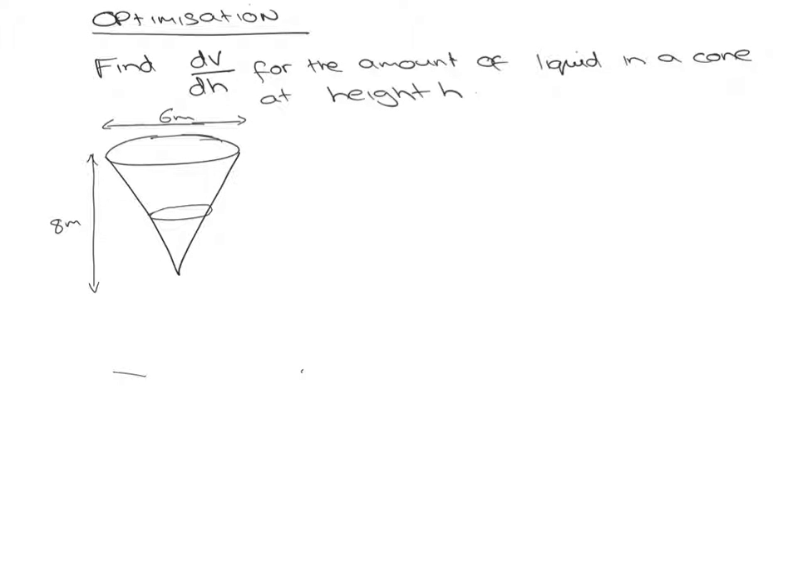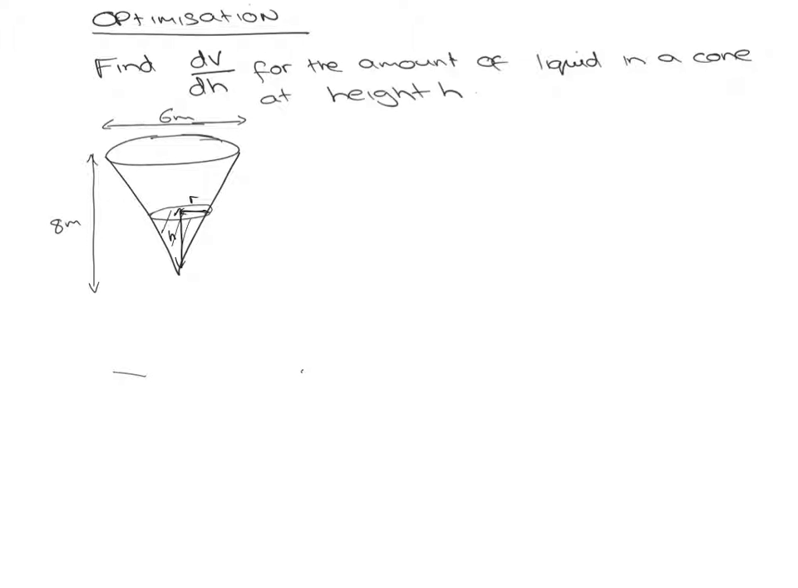Optimisation is when we're asked to find a rate of change of an expression which has too many variables in. An example of this is if we're asked to find the rate of change of volume of the liquid in this cone with respect to height. The height of the liquid, h, is here, but what we don't know is what the radius is at this point. Because we don't know h, we can't calculate what the radius is.